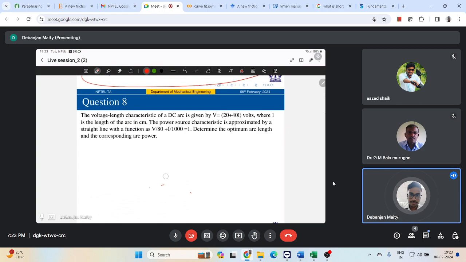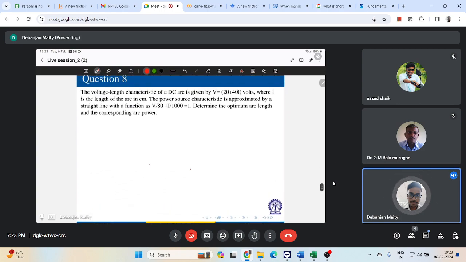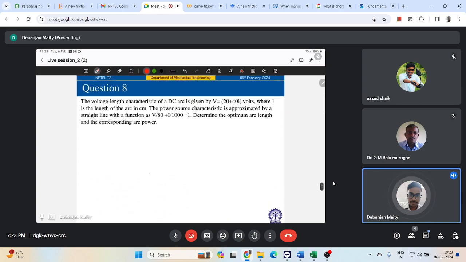Okay, so let's move to this numerical. This is a little bit lengthy, you have to do some rigorous calculation over here. You have talked about OCV and short circuit current, right? They follow an equation in terms of voltage-current characteristics as V by OCV plus I by SCC equals 1.